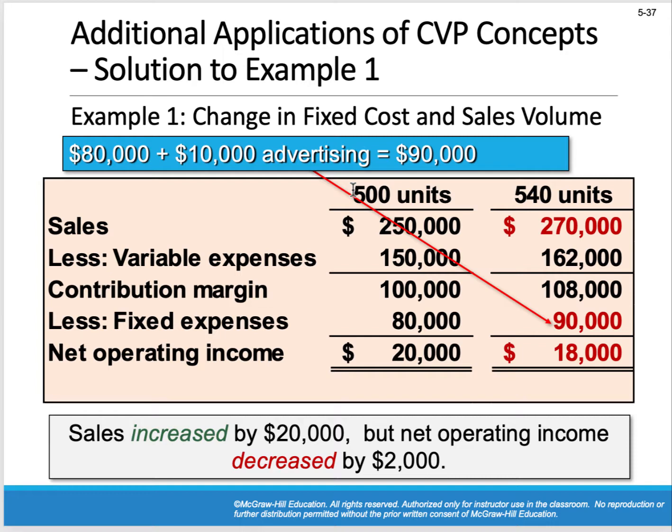So we now have $108,000 in contribution margin to cover fixed expenses. Well, our fixed expenses have now changed. They were $80,000, they're now $90,000. Why? Because we increased our monthly advertising budget by $10,000. So we see that we have an $18,000 net operating income. So sales increased by $20,000, but our net operating income actually decreased by $2,000.